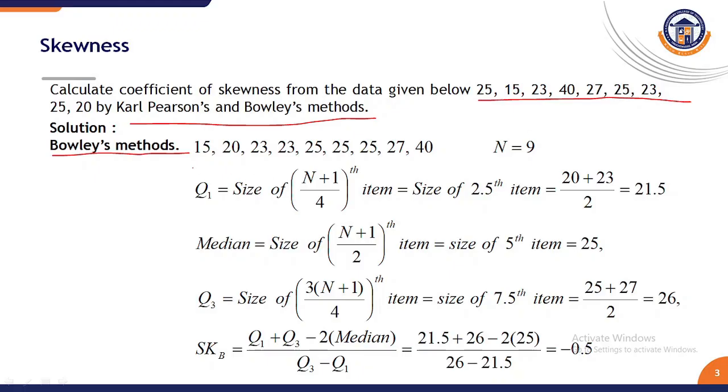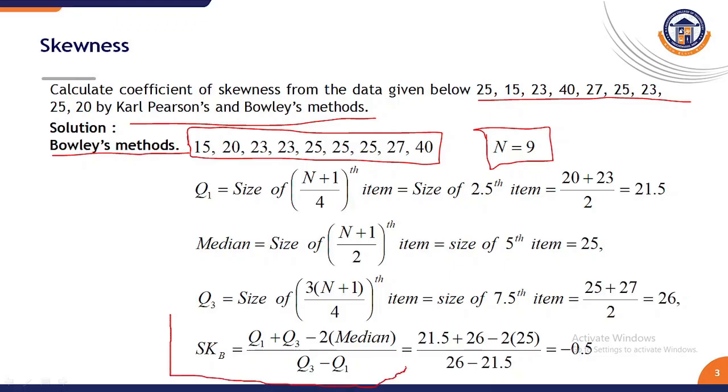First, rearrange the given values in ascending order. And there are 9 terms. So, capital N equal to 9. Skewness by Bowley's method. Formula is SKB equal to Q1 plus Q3 minus 2 median whole divided by Q3 minus Q1, where Q1 is the first quartile value.